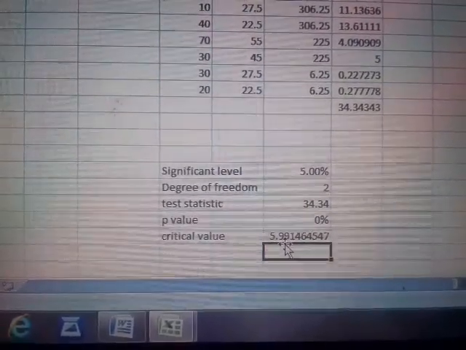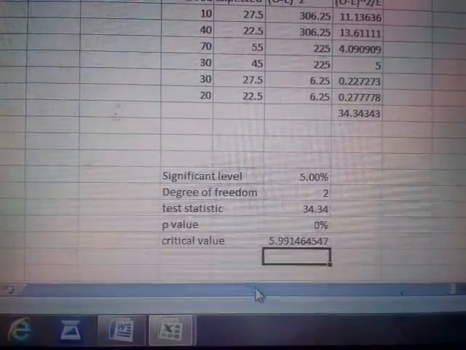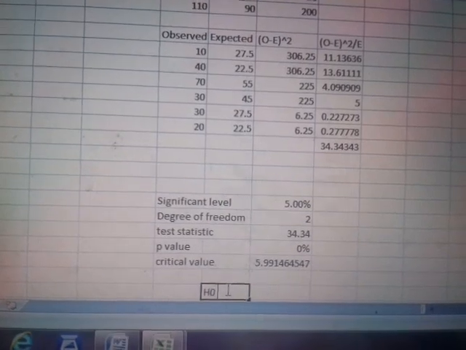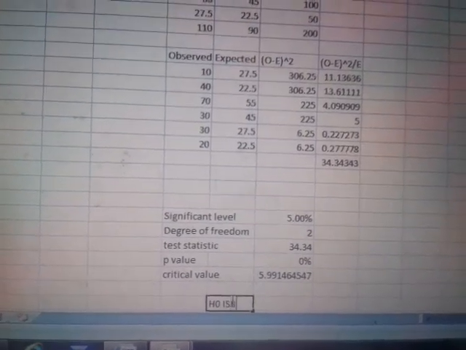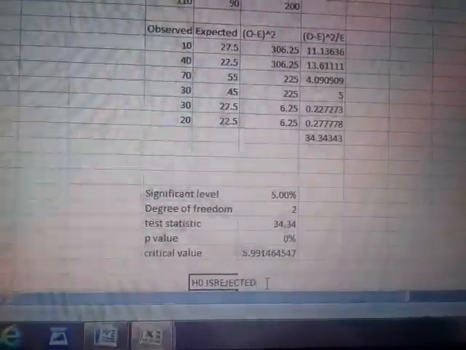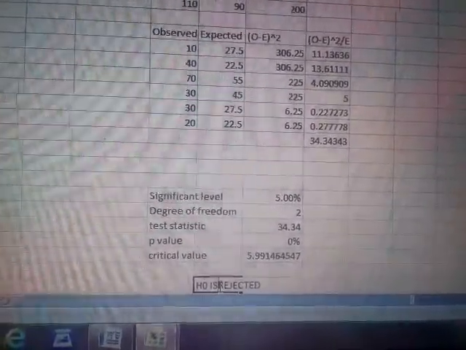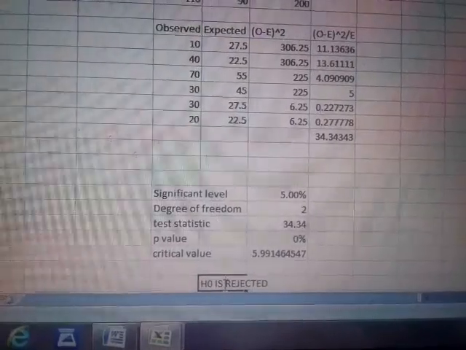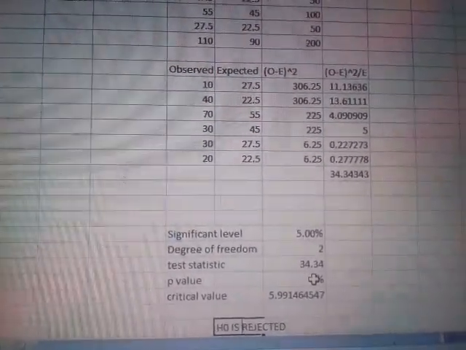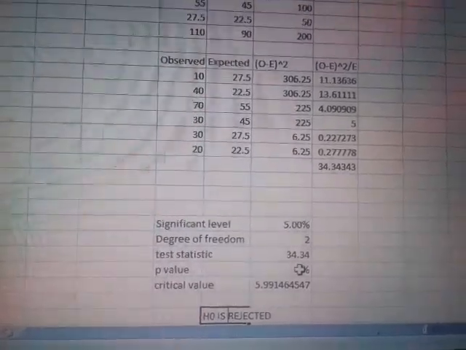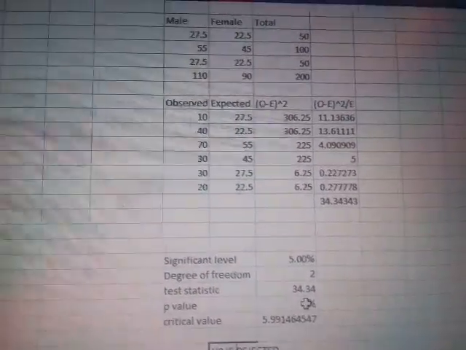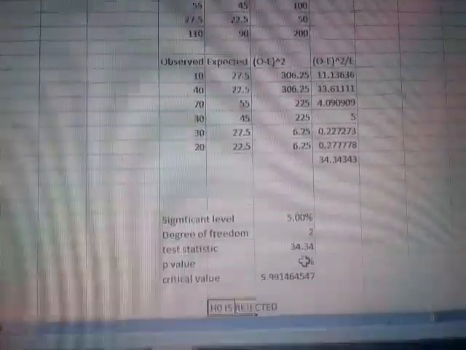So what does it mean? The calculated value is greater than your table value, so your H0 is rejected. Is it clear? Your H0 is rejected, so you can accept your alternative hypothesis. It means both are dependent. So there is a significant difference between education and gender. Like this you can use chi-square for your MBA project.